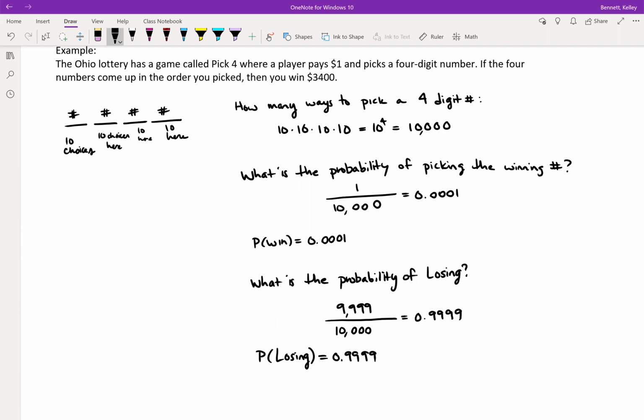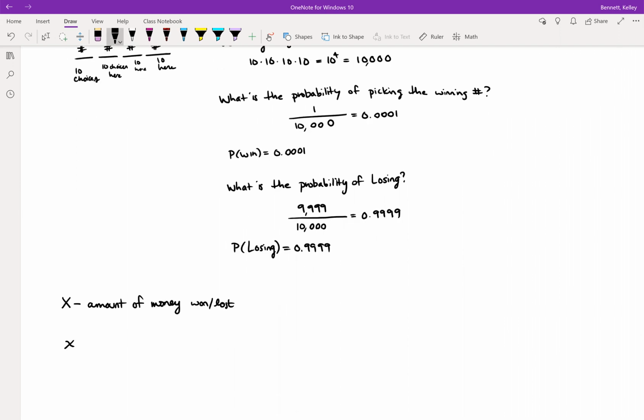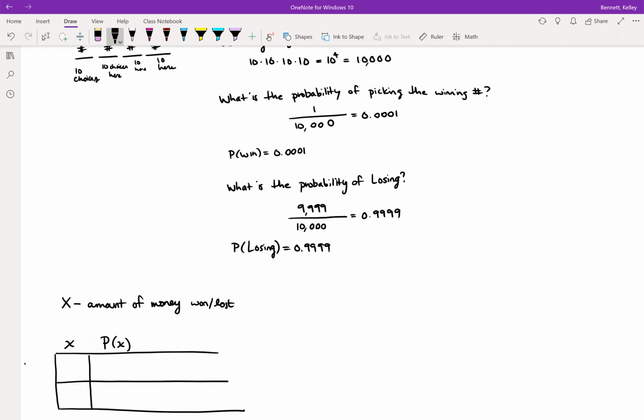So let's talk about what our variable is. Our variable is the amount of money won or lost, right? So let's set up our table. And this might feel a little counterintuitive, but let's start with the winning and the losing. Two things happen when you play the lottery. You win or you lose. So I'm going to label this one win, and I'm going to label this one lose.